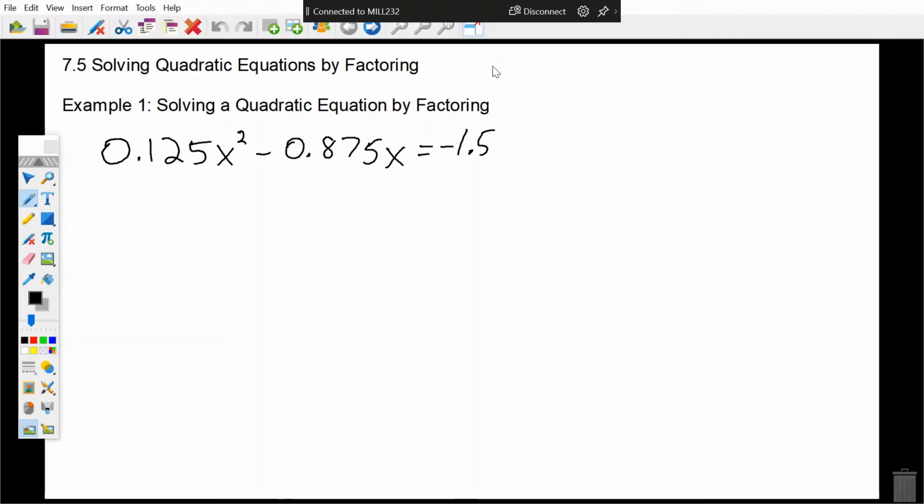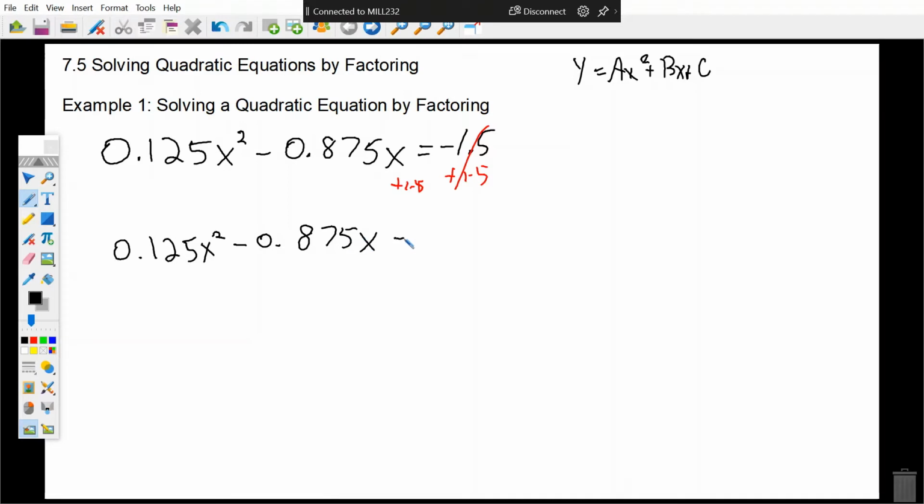The first thing we're going to do is get it into standard form, which means we need to get everything onto one side. So I'm going to move the 1.5 to the other side. This is going to leave us with 0.125x squared minus 0.875x plus 1.5 equals 0.